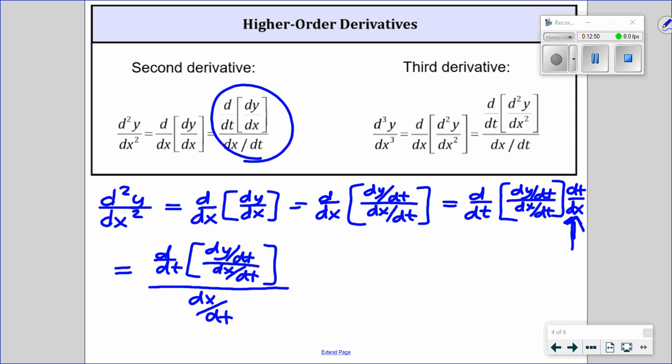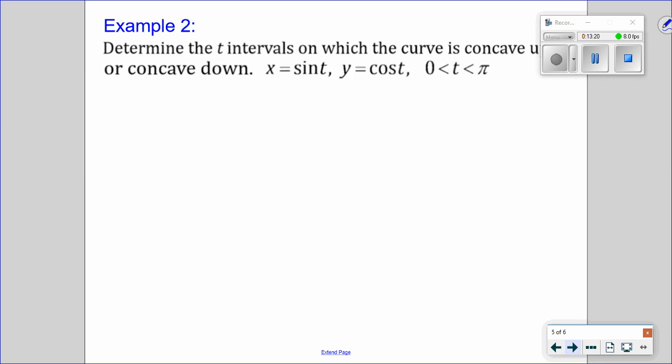So what are we doing exactly? I know that can be a little confusing. All you're going to do is find the derivative with respect to time of the first derivative, and then just divide it by the derivative of x with respect to time. So we take our answer for the first derivative, differentiate it, and then divide that by dx over dt. Let's look at an example, and you'll see what I mean.